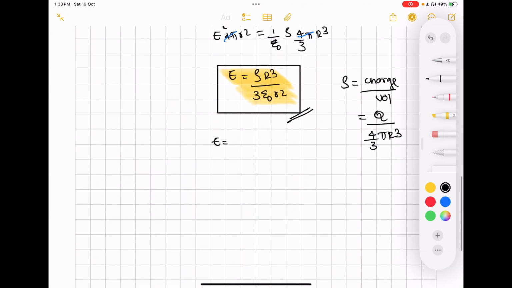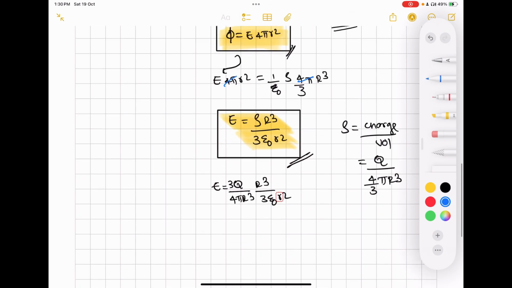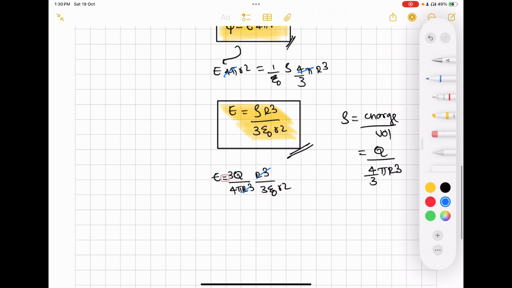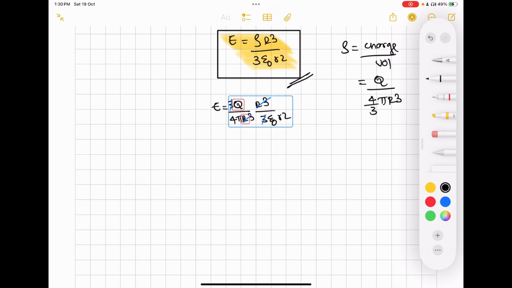E is equal to Q divided by 4 by 3 pi R cube divided by 3 epsilon 0 R square. So we can cancel R cube, and we can cancel 3. Finally, we will get electric field E is equal to Q by 4 pi epsilon 0 R square.